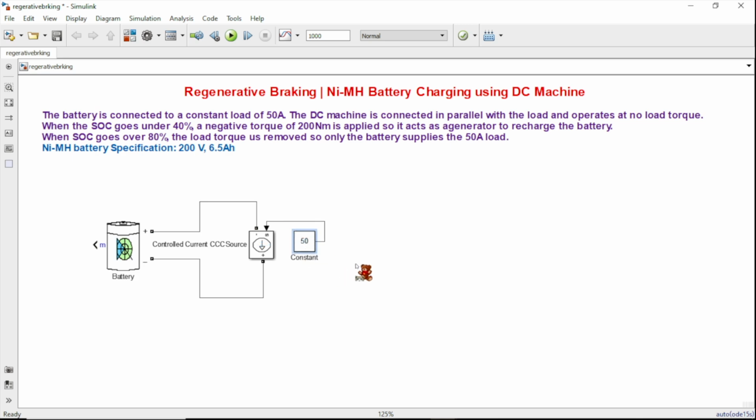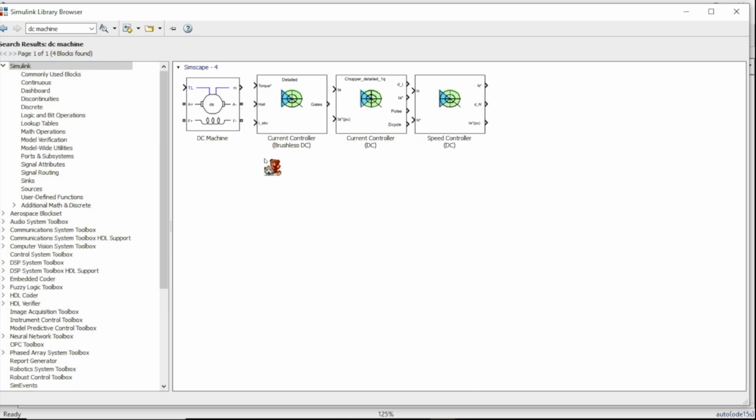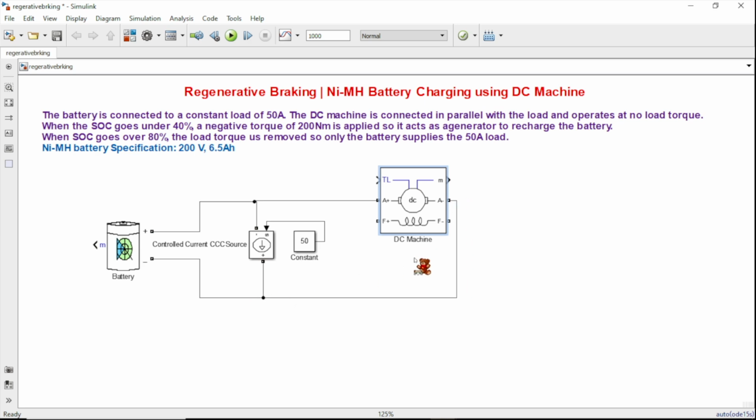Now we have to connect the DC machine. Go to the library and search DC machine. Here you can see the DC machine. The DC machine is connected in parallel with the load. I am connecting the ammeter, this one and this one. Okay, it is connected. Now we have to connect the field winding. Here the field winding is connected.